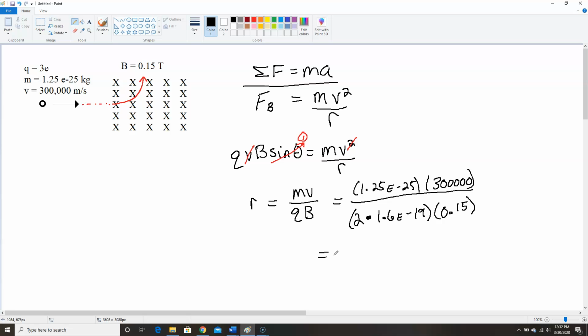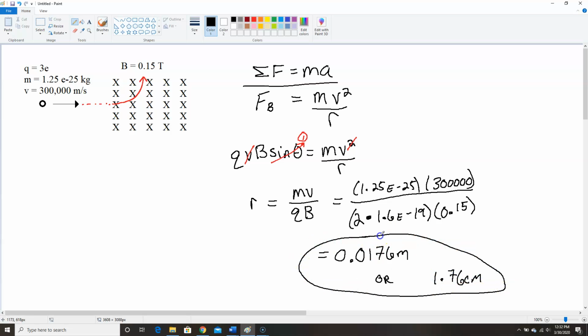So now that I've set this up, punch it into the calculator. 1.25 e negative 25 times 300,000 divided by the quantity of 2 times 1.6 e negative 19 times 0.15. And the result is we get a pretty small circle here. The radius of the circle is 0.0176 meters, or 1.76 centimeters. There you go.